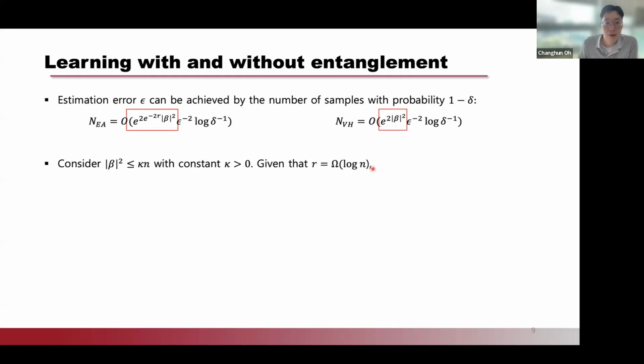Then we can show that the number of samples required for the entanglement-assisted scheme is independent of the system size n. So you can always efficiently estimate lambda beta when beta square is upper bounded by kappa times n. On the other hand, for this particular entanglement-free scheme, you need an exponentially large number of samples to achieve a similar performance. So you can see that there is an exponential separation between these two particular schemes. So we can see one example of exponential separation.